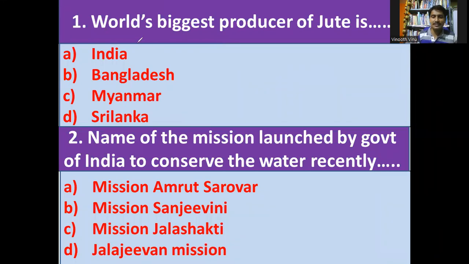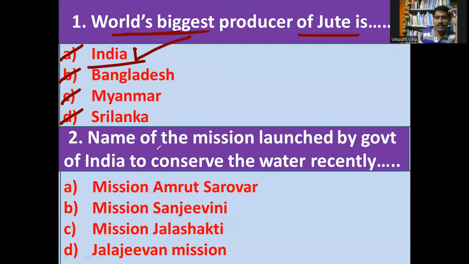Coming to the next, our question is: the world's biggest producer of jute is dash. Option A, India. Option B, Bangladesh. Option C, Myanmar. Option D, Sri Lanka. So our answer for this question is India. India is the largest producer of jute in the world. Importantly, West Bengal is a region in which jute production is dominant.